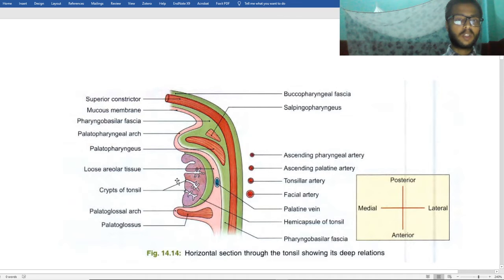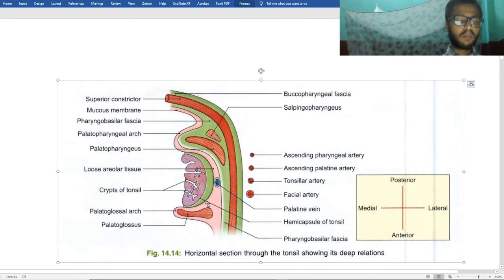This tonsil has two surfaces, medial and lateral, two borders, anterior and posterior, and two poles, upper pole and lower pole. The medial surface is covered by stratified squamous epithelium continuous with that of the mouth. The lateral surface is covered by a sheet of fascia which forms the hemicapsule of the tonsil. You are seeing this hemicapsule here. The capsule is an extension of the pharyngobasilar fascia, the green color here. So this capsule is the extension of this pharyngobasilar fascia.